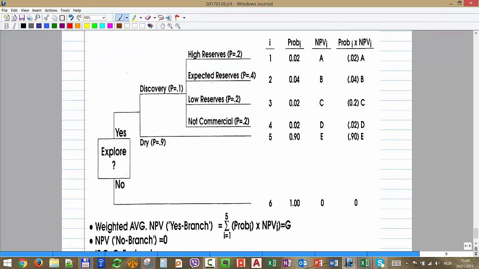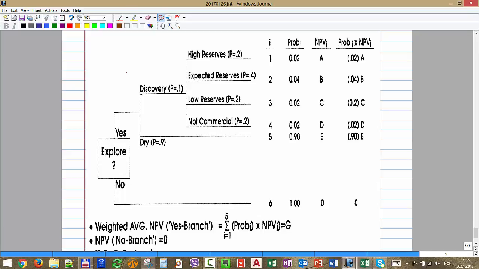Okay, so I have a decision node that is a square, and I say, do I explore or not? If not, nothing happens. For now this is just listing all the cases that we can have. Initially I have a decision, explore or not, and this just gives me no value. I don't lose anything, I don't earn anything, no problem. That's this NPV column that I have here.